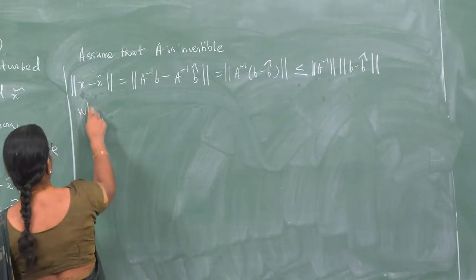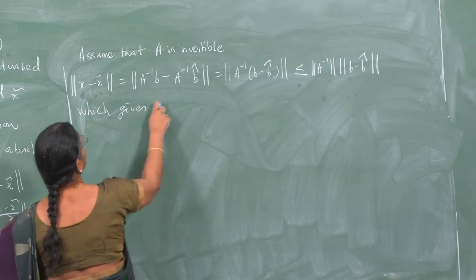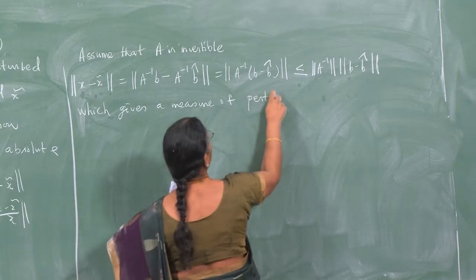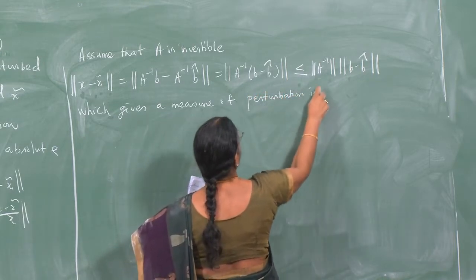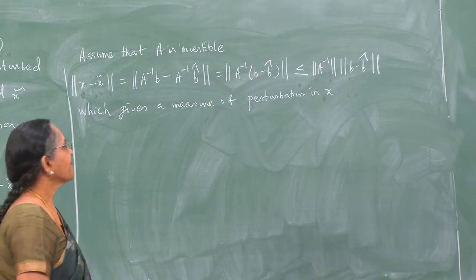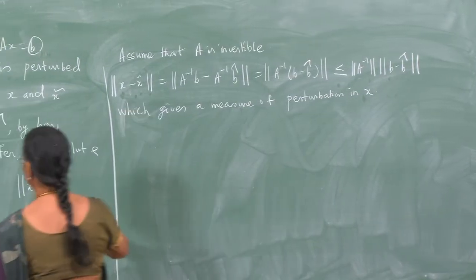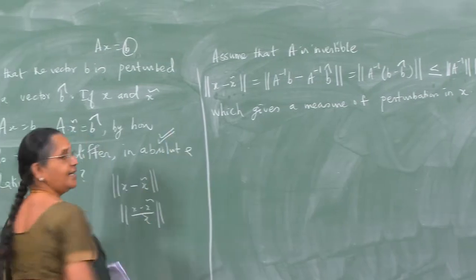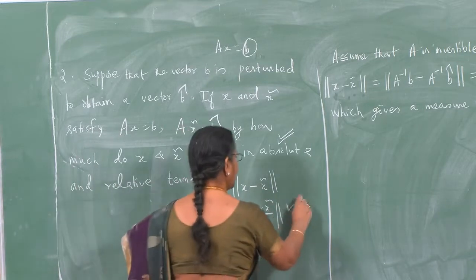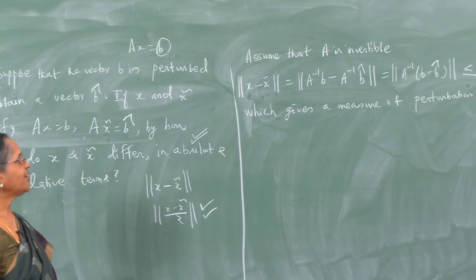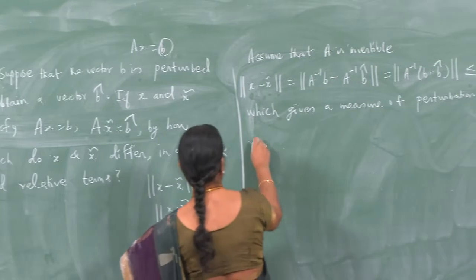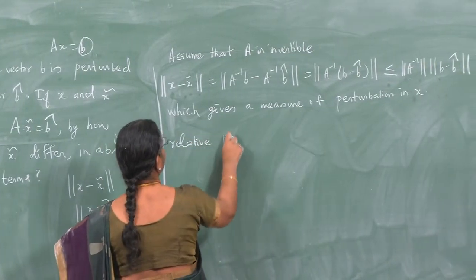This gives a measure of perturbation in x, or the change in x. What is the magnitude of the deviation? So, we have computed what we want, namely in absolute terms the result is available. Now, we want to get in relative terms a measure of perturbation in x. So, we start with computation for relative perturbation.